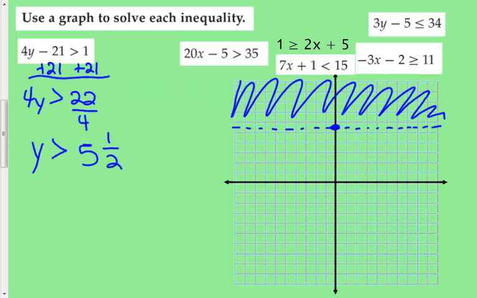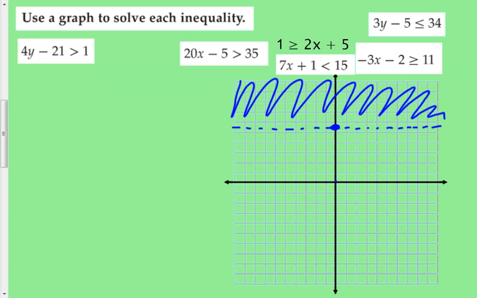And if you're not certain, use 0, 0. You plug 0, 0 in there, it will not be a true statement because that is not one of the sides of the point that's a solution. We'll prove that. Well, 4 times 0 minus 21 is greater than 1. Well, that is left with negative 21 greater than 1. No, that's not true. So that's why 0, 0 is not a solution. You have to shade above the line.